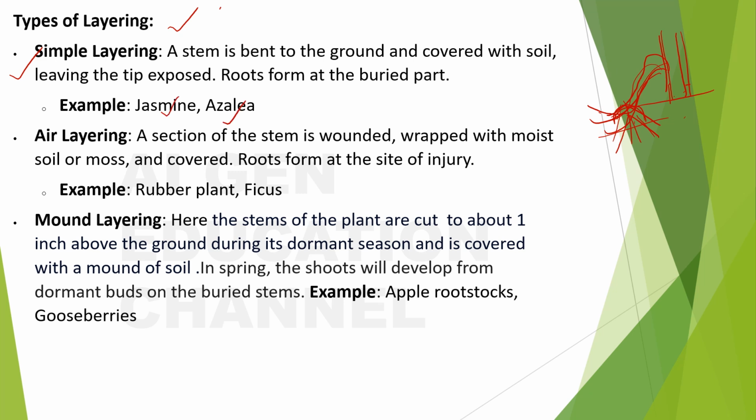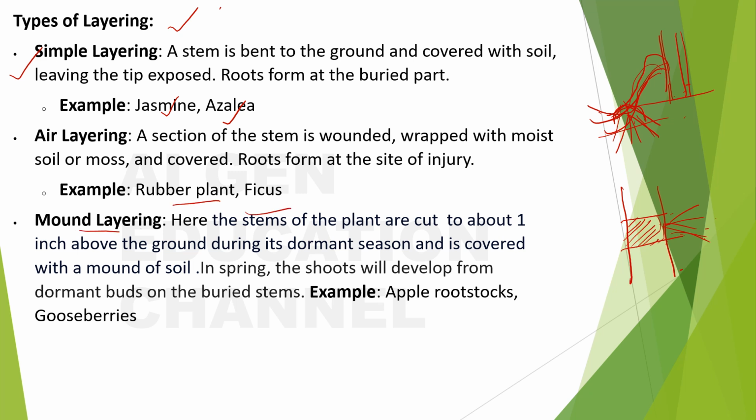And air layering, here what happens is that for the stem, at some part you strip off the bark of the tree, right, so that the inner part is exposed. And here, you wrap it with moist soil or moss. Okay, and at this site you can find that roots can be formed. After few days you can find the roots at this point. What are the examples of it? Rubber plant and ficus.